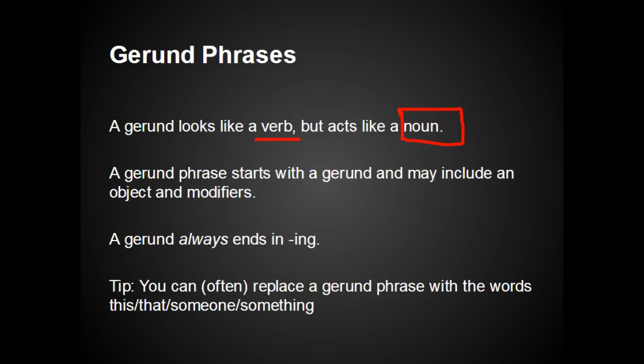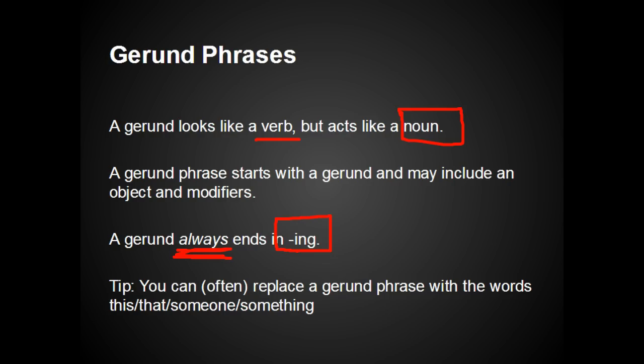A gerund phrase, just like lots of other types of phrases, starts with the gerund and often includes an object and/or modifiers. The nice thing about gerunds is that gerunds always end in ing. There are no exceptions. If it does not end in ing, it is not a gerund.